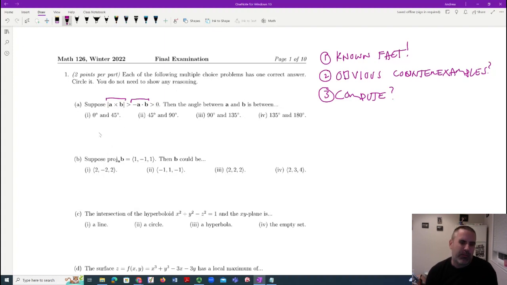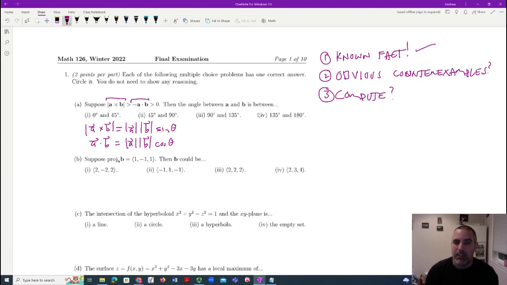Anyways, this is where I would go to my note sheet. So this is me thinking about, are there any known facts? Yes, there are. This is the magnitude of A, this is the magnitude of B, this is sine of theta. Are there any known facts about the dot product? Yes, there are. Magnitude of A, magnitude of B, cosine of theta. So those are my first things. Again, I don't know what's going to happen.